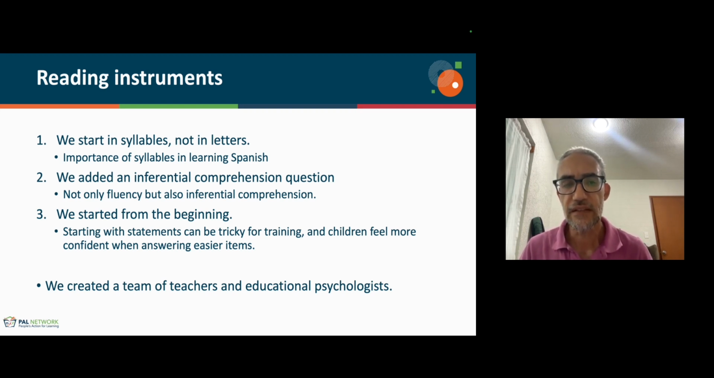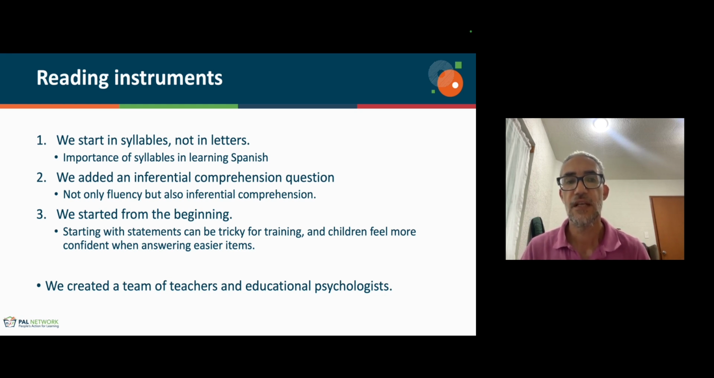First of all, we created a team of teachers and educational psychologists in order to adapt and decide which domains and components could be included in this instrument. We start, for example, with syllables, not letters. Why? Because in Spanish, syllables are critical to learning Spanish. It's not the same in other languages, and this is the kind of decision that you could make.